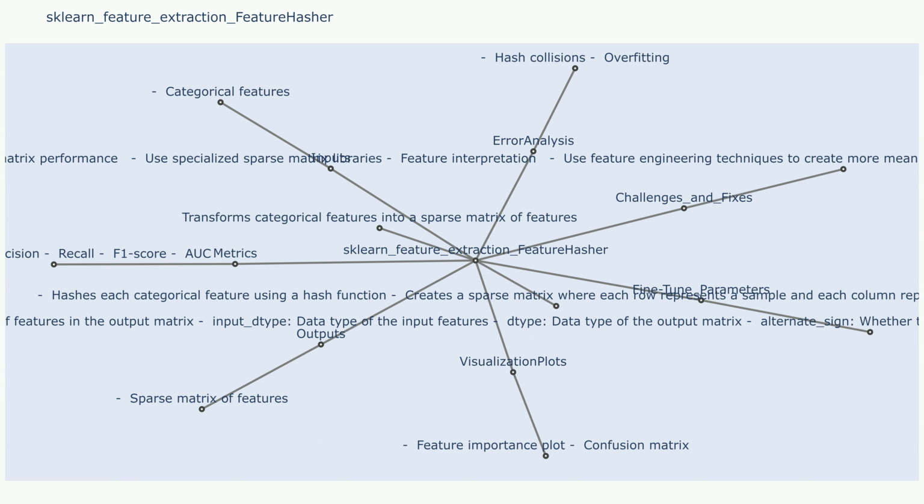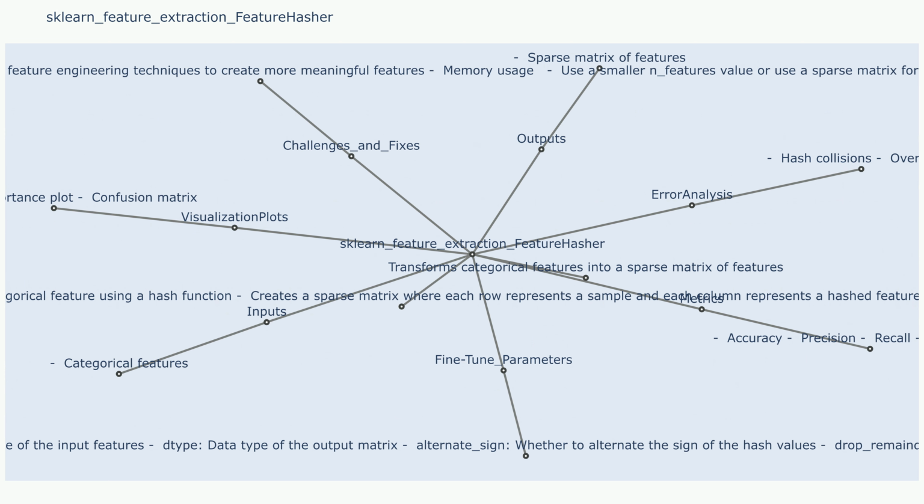Metrics. Metric 1: sparsity. The sparsity of the resulting matrix, which is the percentage of 0 values, can be a good indicator of the effectiveness of the hashing process. Metric 2: hash collisions. While the hash function is designed to minimize collisions, it's important to consider the possibility of features mapping to the same hash value. The extent of collisions can impact the accuracy of the model.